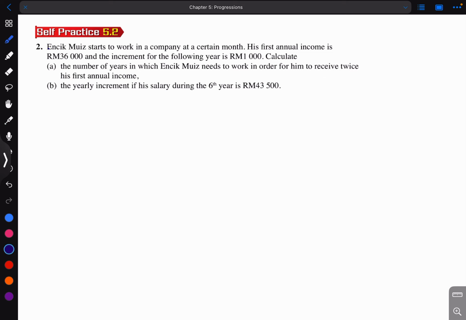Okay, so this one will be our A, because this is the first term. And then every year, his increment is 1,000 ringgit. So we can say D is positive 1,000. We need to find the number of years, which is N, where his salary becomes twice his first annual income. So we need to find N when his salary is 36,000 times 2.